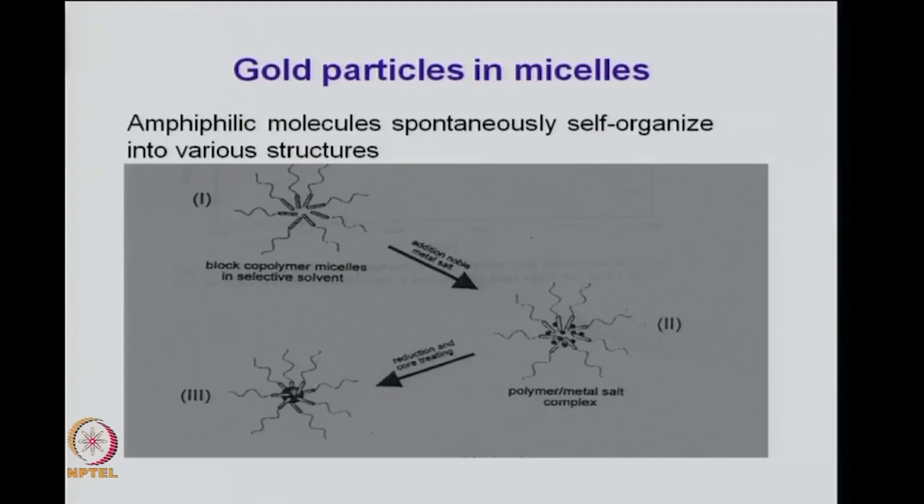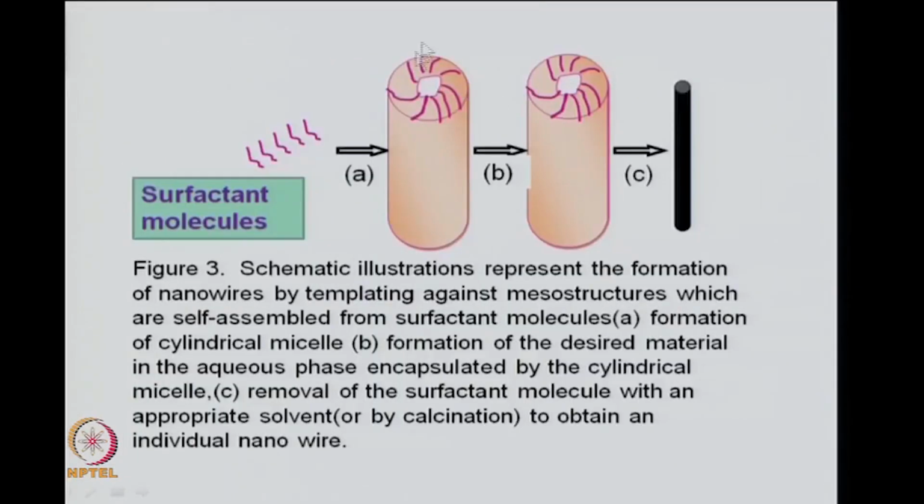This is another example where you use these kind of surfactant molecules, which are also called amphiphilic molecules. That means they have two properties, one hydrophobic and one hydrophilic, both in the same molecule. There are two parts, and here we are discussing the synthesis of gold nanoparticles in micelles, and these micelles are made like, as we said, a cylindrical micelle made from surfactant molecules.